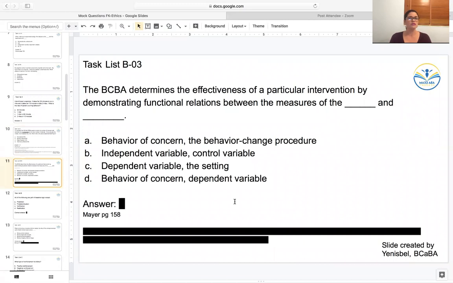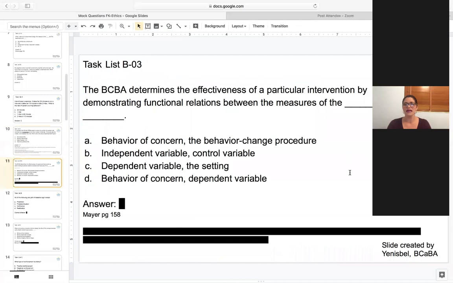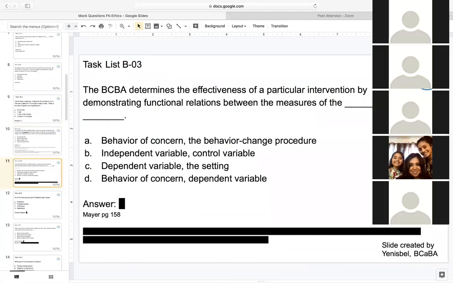Okay, now we're moving to task list B. So Vanessa, you want to read this one? Sure, sorry, I'm eating at the same time. Oh, apologize, no, don't worry about it. Let's pick somebody else. Who wants to read it, guys? Don't be shy. It's just reading it. You don't have to answer if you don't want to. I'll read it. Go ahead.